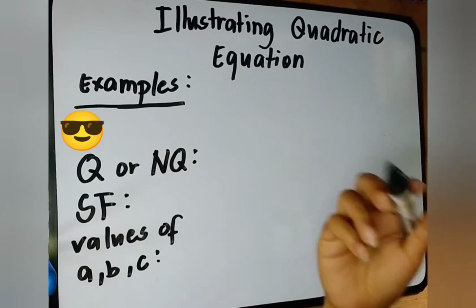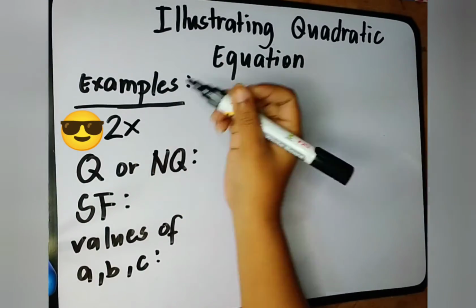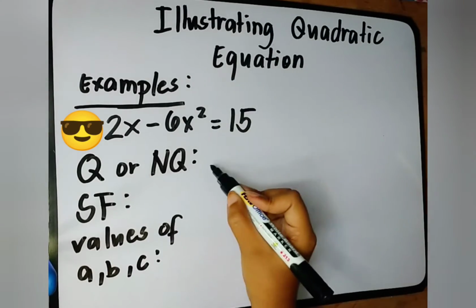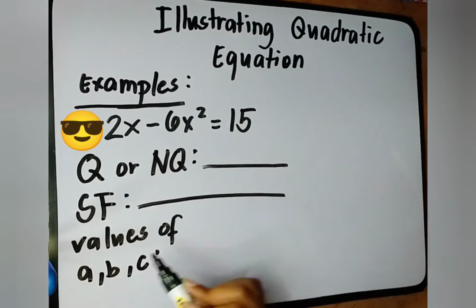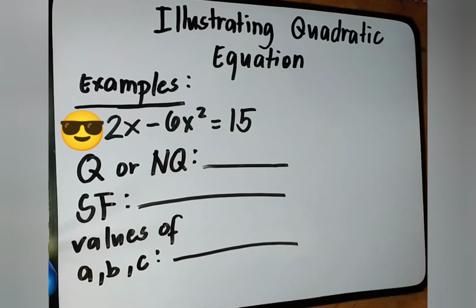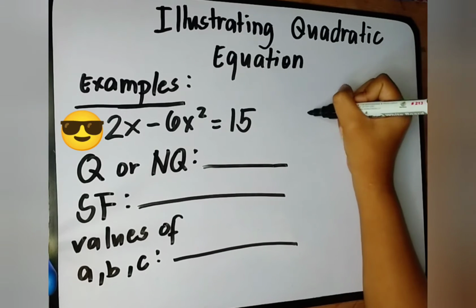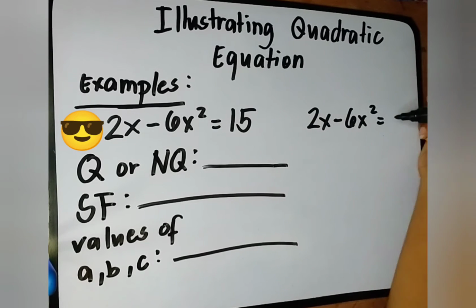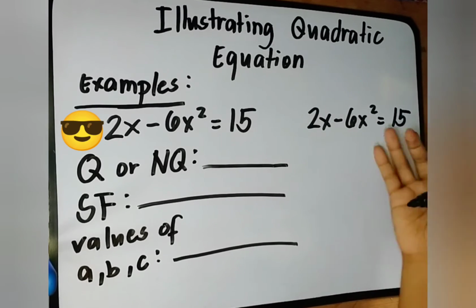Okay, let's have example number 2. Example number 2 is 2x minus 6x squared is equal to 15. We will know if that is a quadratic equation or not, and then the standard form and the values of a, b, and c. So, let's start.